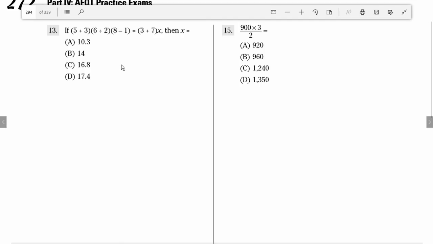So for this one, we have 5 plus 3 times 6 divided by 2 times 8 minus 1 equals 3 plus 7x. Again, PEMDAS. Please excuse my dear Aunt Sally. Parentheses, exponents, multiplication, division, addition, subtraction. In this case, we have parentheses and multiplication. As we can see here, we do parentheses first. So let me rewrite this down here.